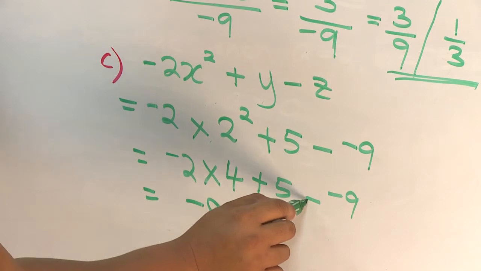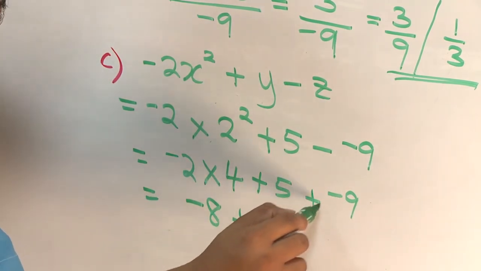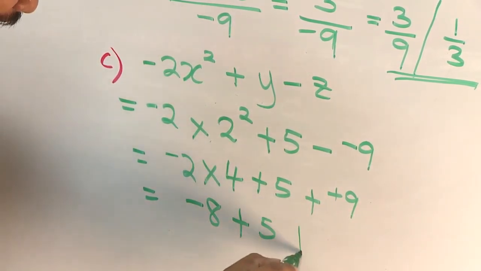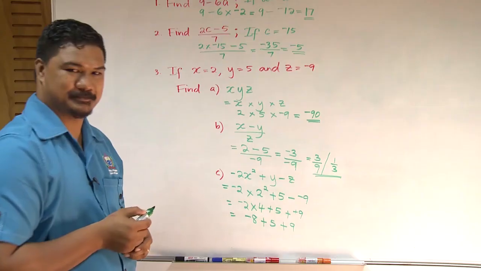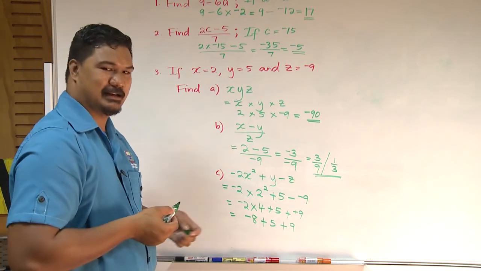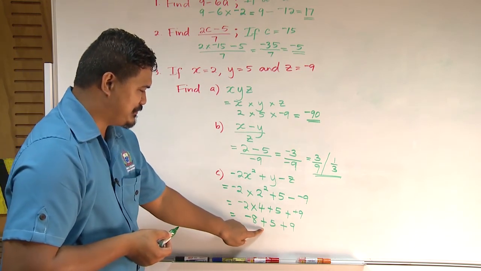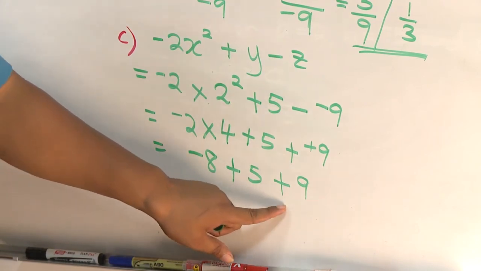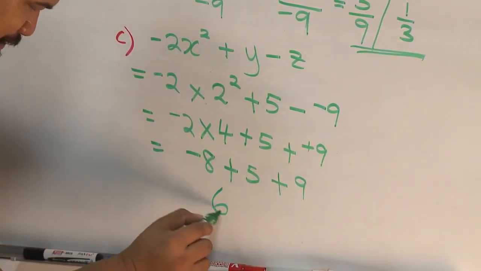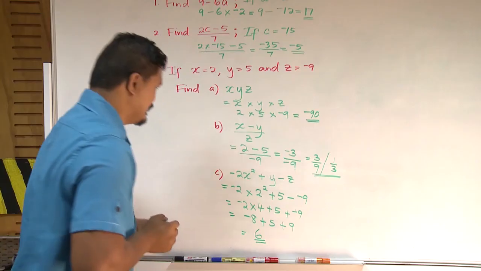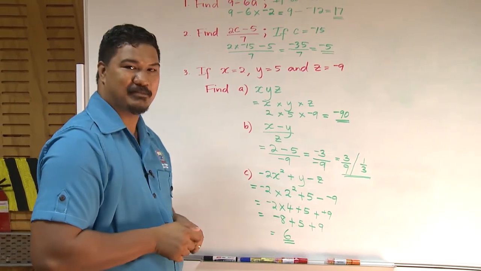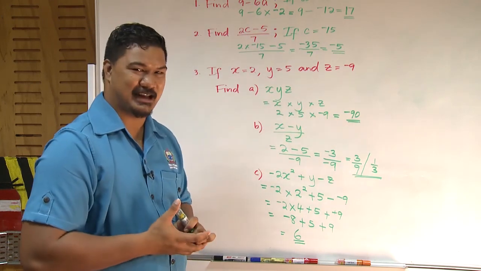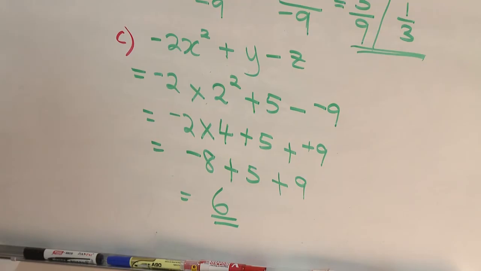Now in this case, we're going to change our minus negative to plus positive. So now negative 8 plus 5, and then we add positive 9. So to evaluate our last one, negative 8 plus 5, the answer will be negative 3. And then negative 3 plus 9, the answer will be positive 6. So the value of negative 2x squared plus y minus z, when x is equal to 2, y is equal to 5, and z is equal to negative 9, is 6, or positive 6.